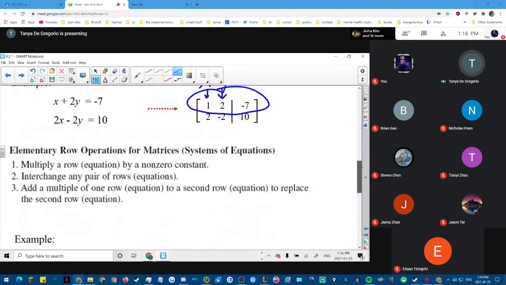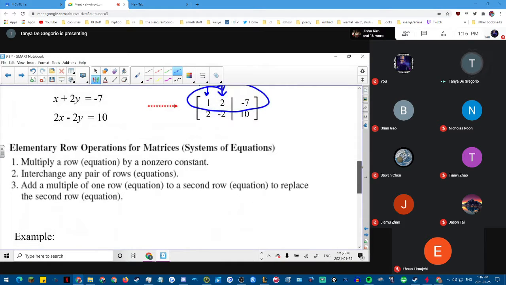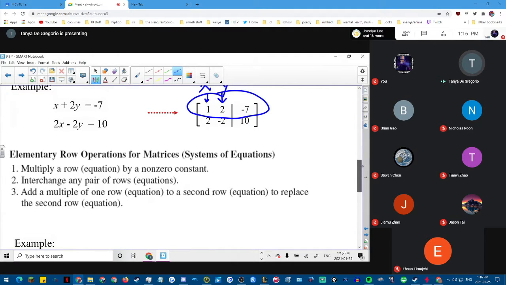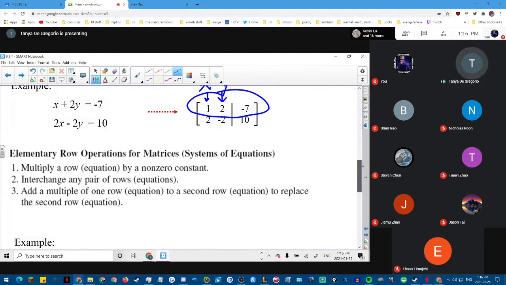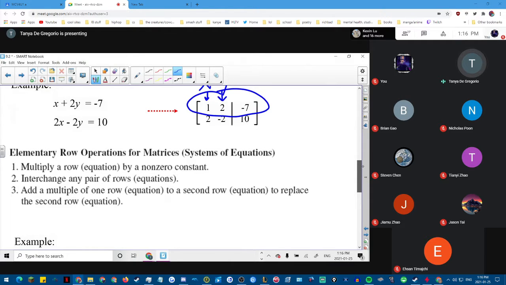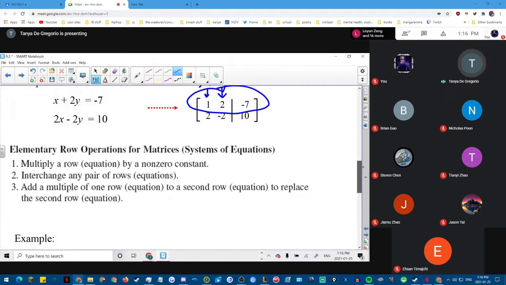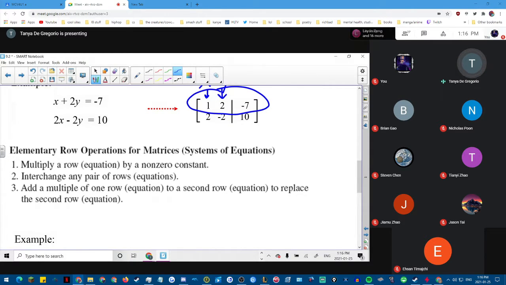So how do we do that? What are some strategies? Well, these are just equations. So we can take a row and we can multiply it by any non-zero constant. We're not going to multiply it by 0 because then we're just going to get 0, 0, 0, right? But you can multiply a row by anything, just like you could a regular equation. Another thing that you can do is you can interchange the rows that the equations are in. Like I didn't have to put 1, 2, -7 as my first row. I could have put 2, -2, 10 as my first row. What it's going to come down to is what makes your life easiest in solving.